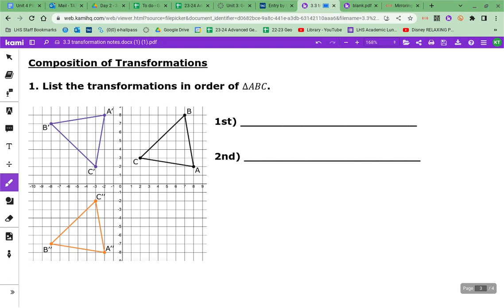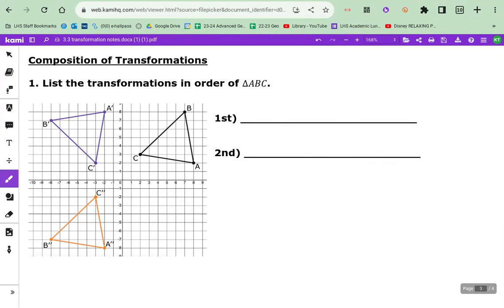No, but I'm talking about the last one. Okay, so the first one. So instead of vertical, they'll just say which line of reflection it was. Oh yeah, you're right. Is this right?